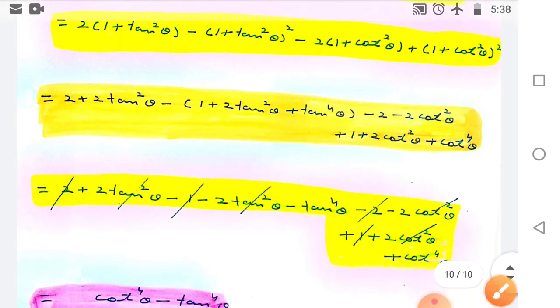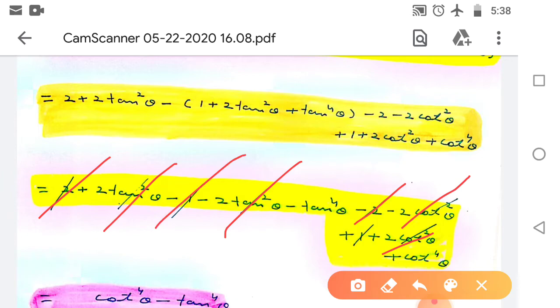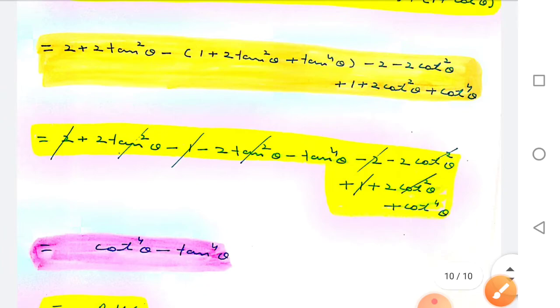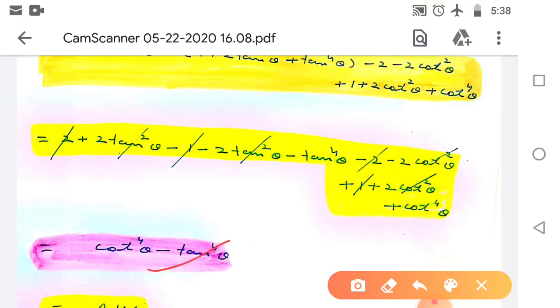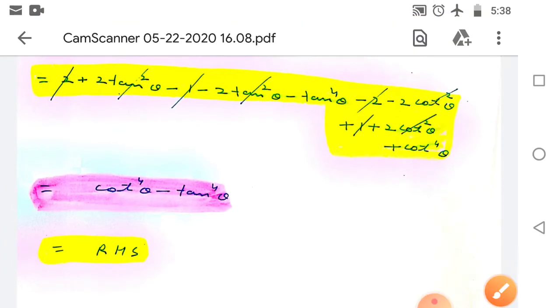Now, look at here, you are able to cancel so many things. 2 gets cancelled with this minus 2, plus 2 tan square theta you can cancel with minus 2 tan square theta, minus 2 cot square theta you can cancel with plus 2 cot square theta, and minus 1 you can cancel with plus 1. Finally we have cot 4 theta minus tan 4 theta, and this is equal to our RHS.